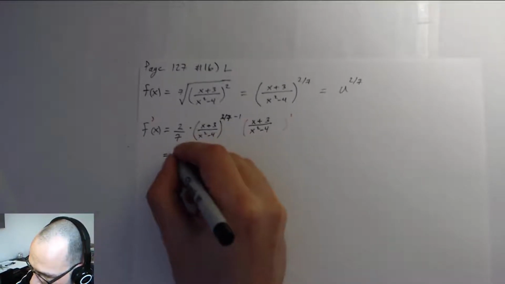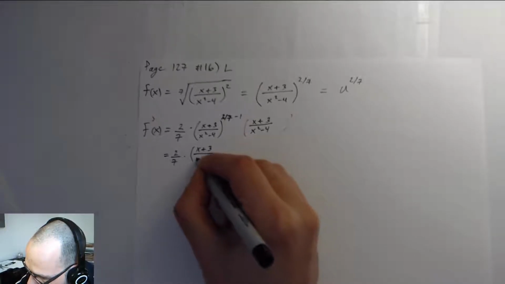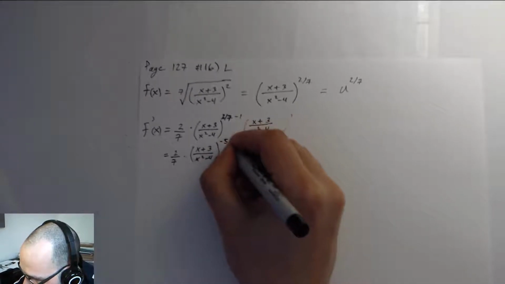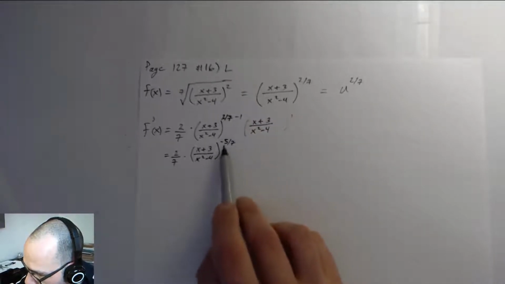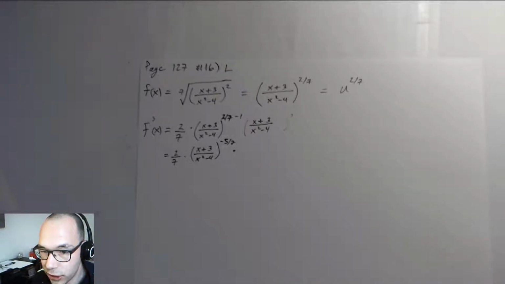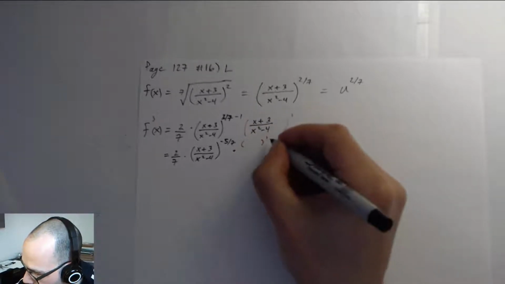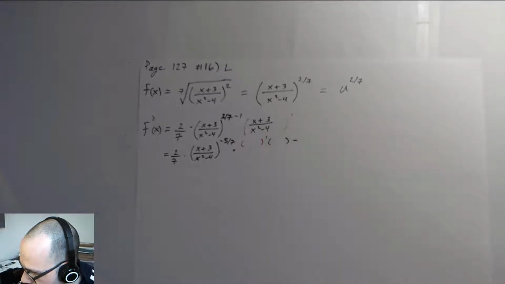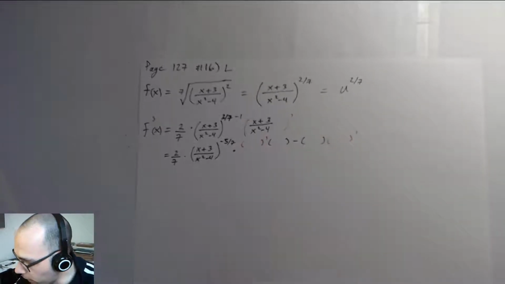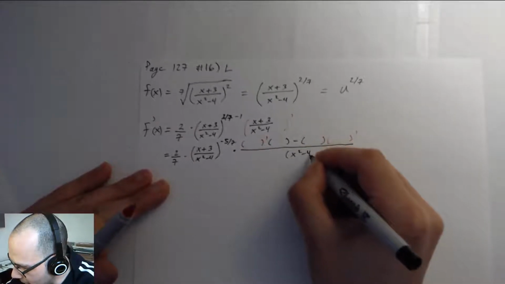So f prime is going to be equal to 2 over 7 multiplied by (x plus 3 over x squared minus 4), all of that to the power of negative 5 over 7. When you subtract 1 from 2 over 7, it's going to be negative 5 over 7, multiplied by the derivative of the inside. This situation is a u over v situation. It's a quotient situation. So it's going to be u prime v minus u v prime, all of that over the denominator squared.